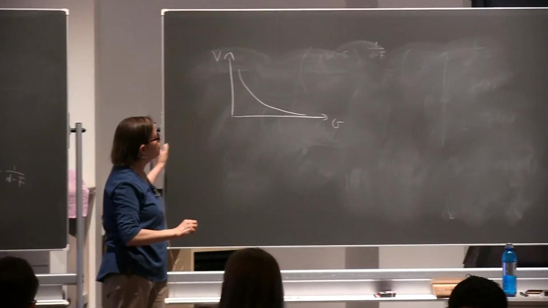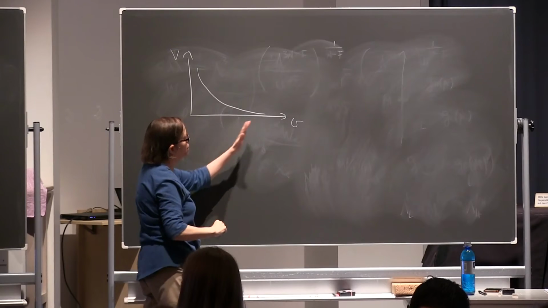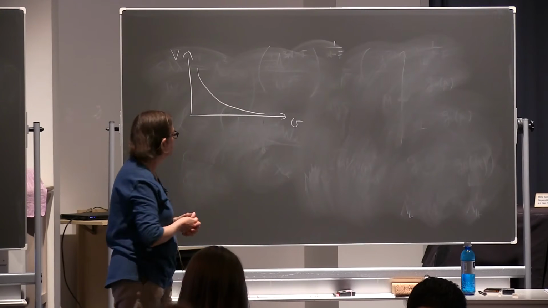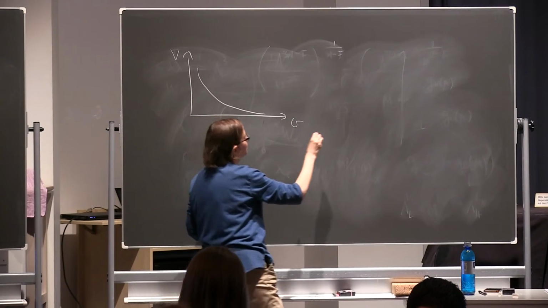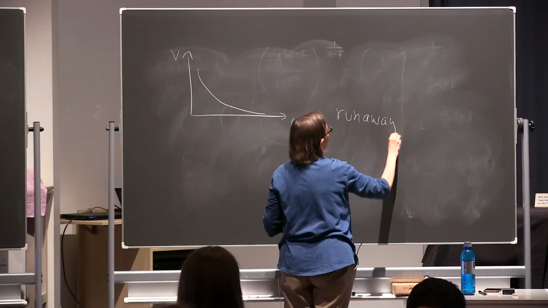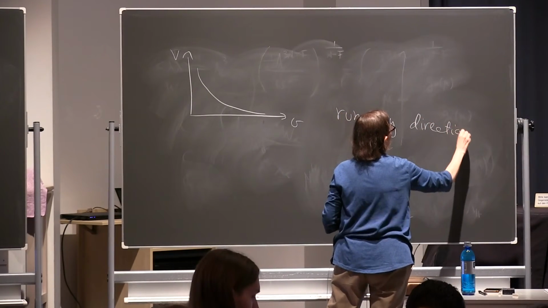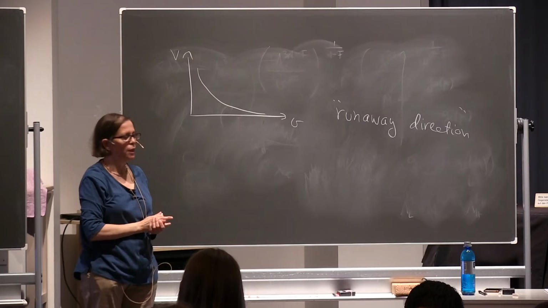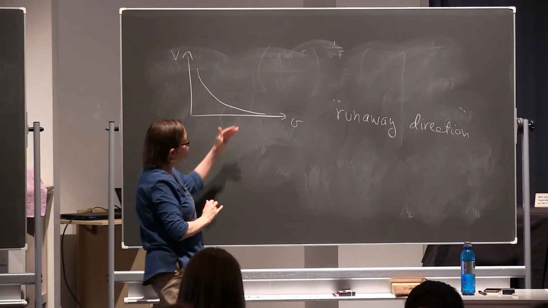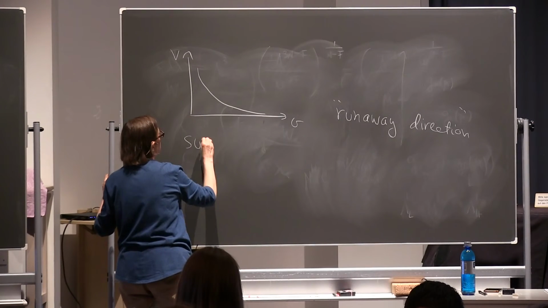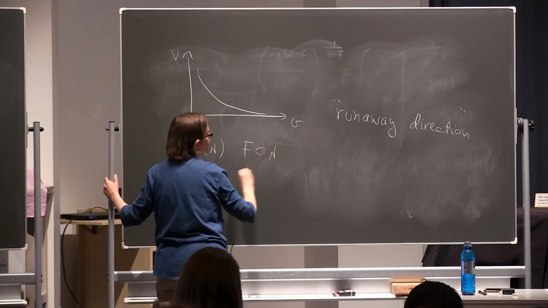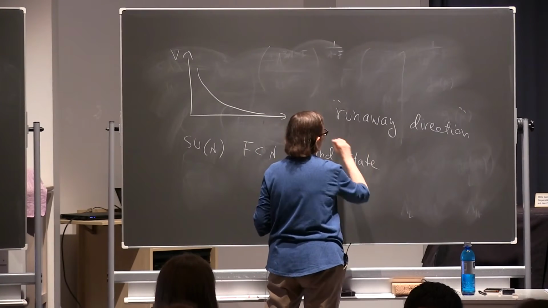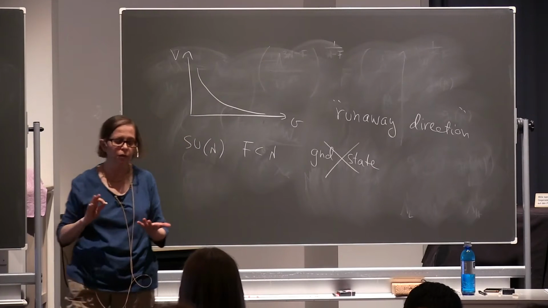So what does the theory want to do in this case? Well, it doesn't do anything sensible. There is no vacuum at any finite point in field space. So when we have a situation like this, we say that we have a runaway direction or runaway behavior. We don't have any minimum at any finite point. So what we've really seen is that if we take supersymmetric SU(N) with F flavors smaller than N, then there's really no sensible ground state.